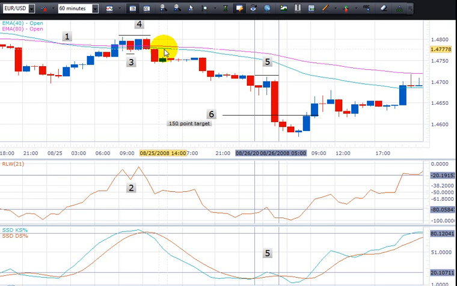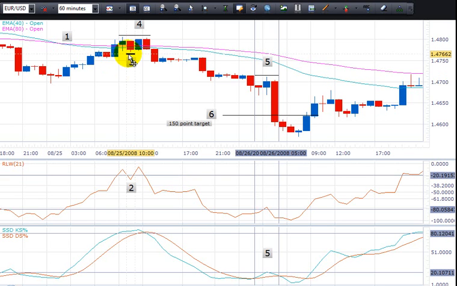So we need an entry point. We get that from our Williams percentage R indicator. And this time we're waiting for the indicator to move into the overbought position, which it does here in step 2. We then wait for a close out of the overbought area, below the -20 line, to give us our signal. This happens on step 3.